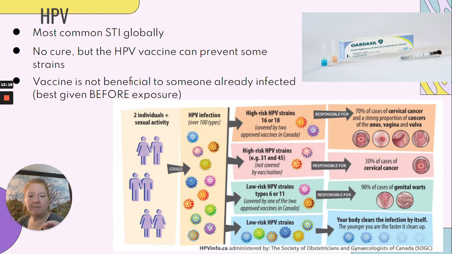So some strains of HPV are linked to cervical cancer, also other genital tract cancers: vaginal cancer, cancer of the anus, penile cancer. Other ones are linked to just cervical cancer. Some are linked to just genital warts.